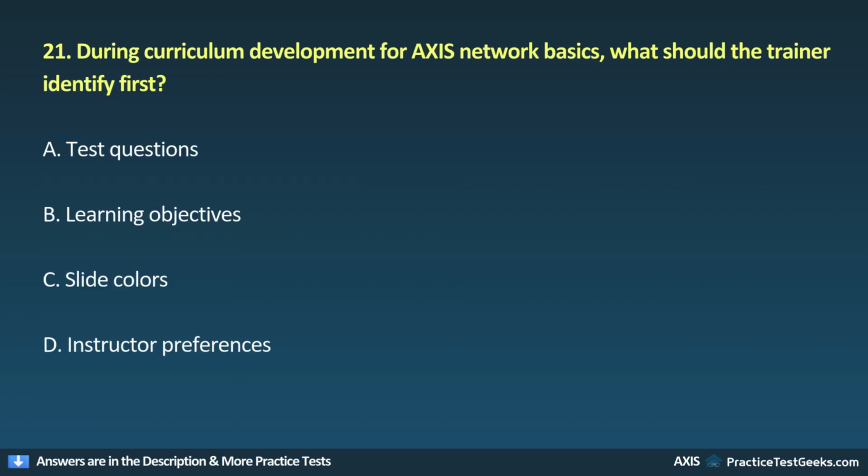21. During curriculum development for Access Network Basics, what should the trainer identify first? A. Test questions. B. Learning objectives. C. Slide colors. D. Instructor preferences.